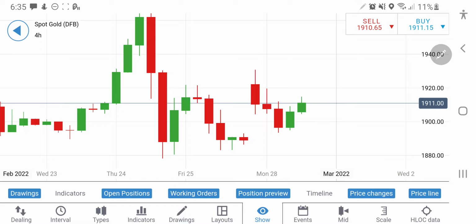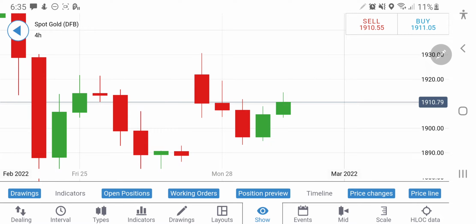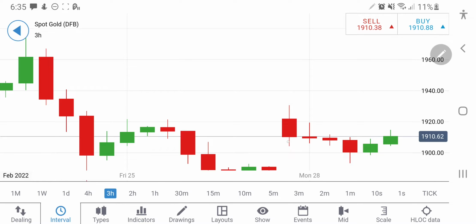So one can take positions accordingly, but at the same time one has to be cautious that if it breaks below this zone at 1904.5, it can again come back towards the zone at 1895. Now this is on the 4-hour chart. Let's have a look at the other time frame charts also.